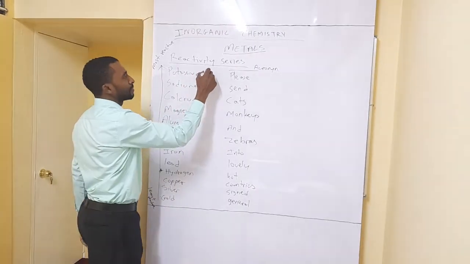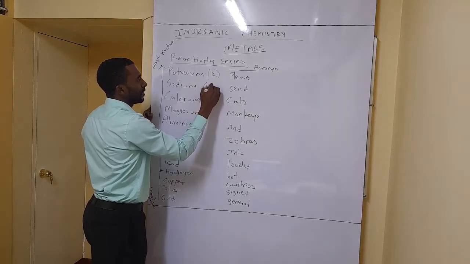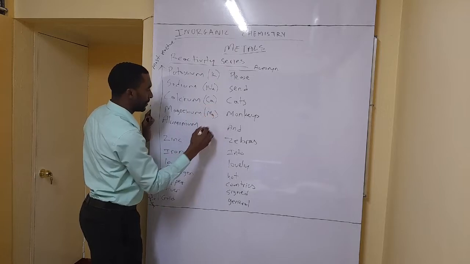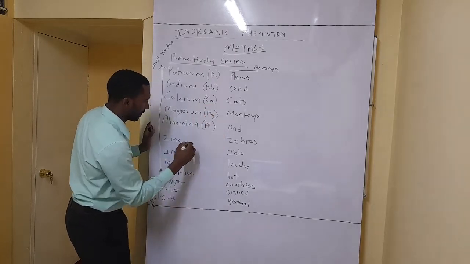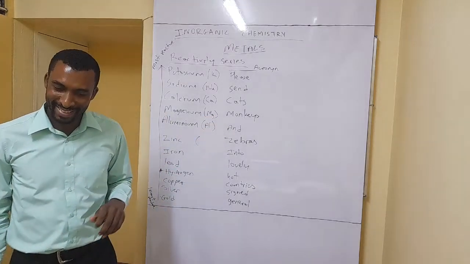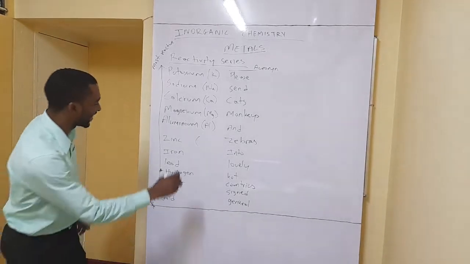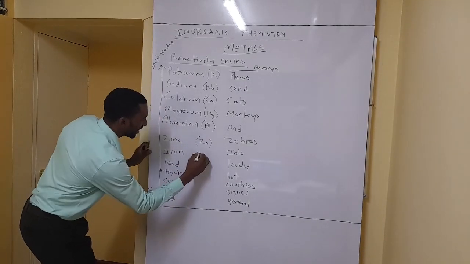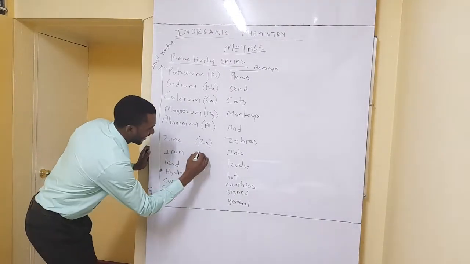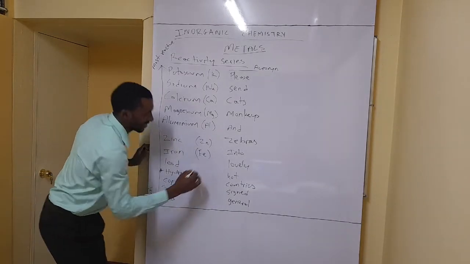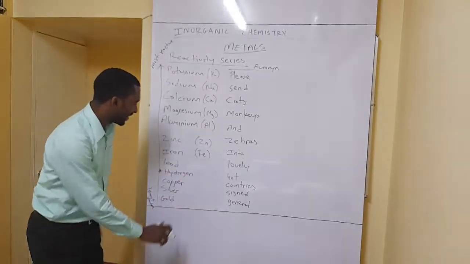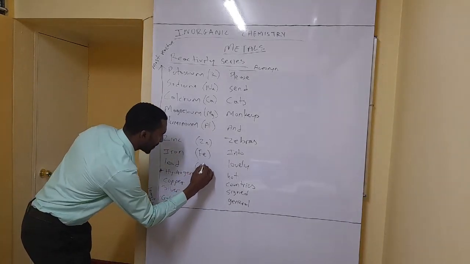Because as we know, potassium is K, sodium is Na, calcium is Ca, magnesium is Mg, aluminum is Al, zinc is Zn, silver is Ag. Good. Iron is Fe, coming from ferrous. Yes, there's some Latin or Greek origin. Alright? And then lead is Pb.